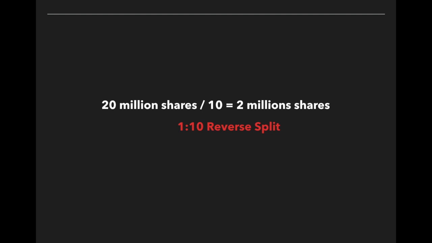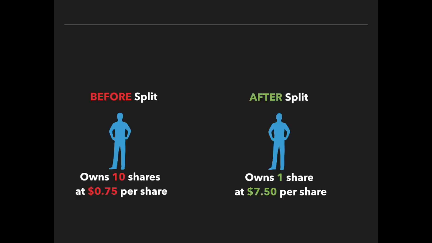Companies can decide to do a 1-for-2 reverse split, meaning they divide the number of current outstanding shares by 2. They can decide to do a 1-for-50 reverse split, meaning they divide the current outstanding shares by 50. They can choose whatever number they want. But whatever number they choose to divide the outstanding shares by, whether it's 2, 10, 15, 75, 100, the total amount of shares you currently hold as an investor will be divided by the same amount.